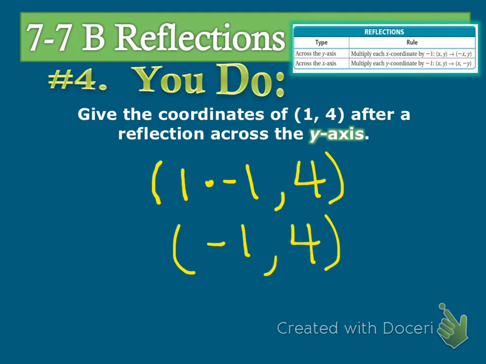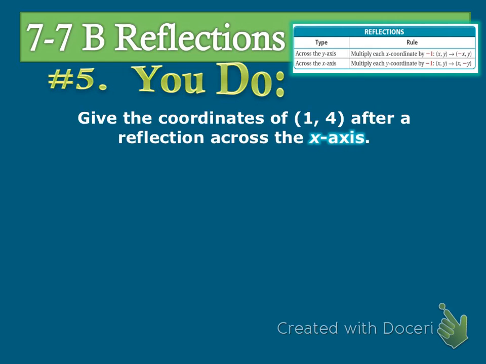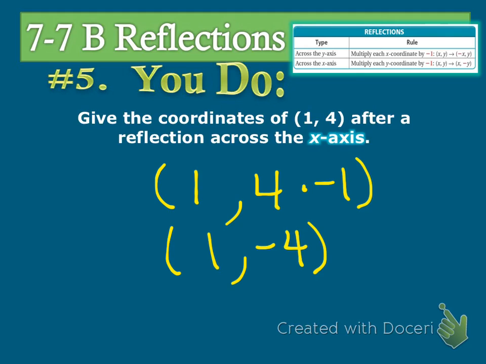Let's look at number 5. Give the coordinates of 1, 4 after a reflection across the x-axis. Remember, x-axis, multiply each of the y-coordinates by a negative 1. Pause the video and try this one. In this case, you would have gotten a positive 1, negative 4.